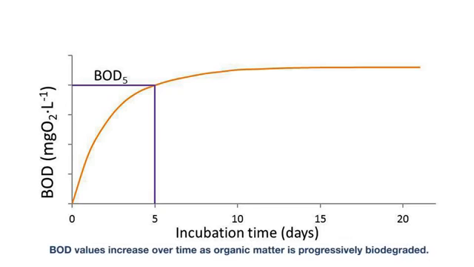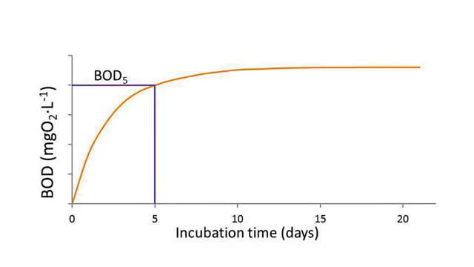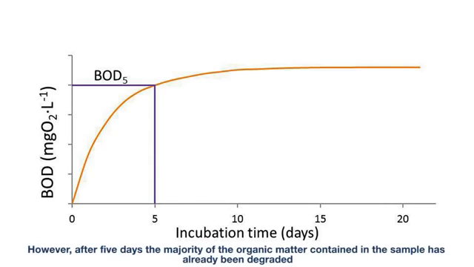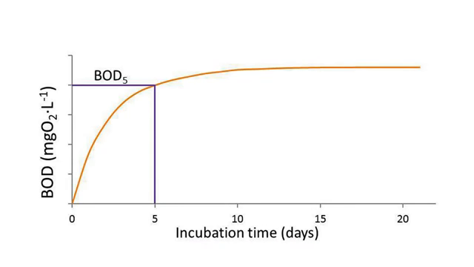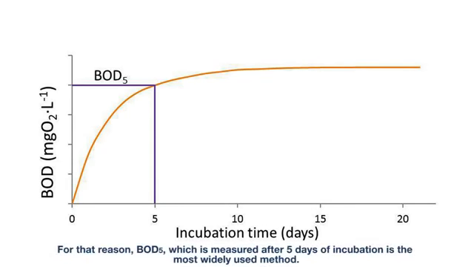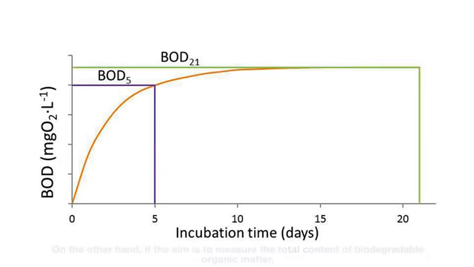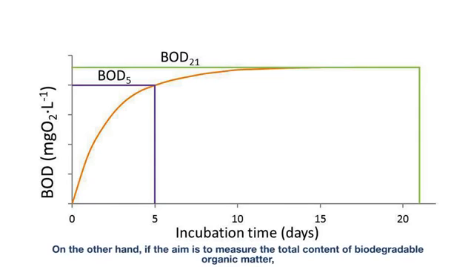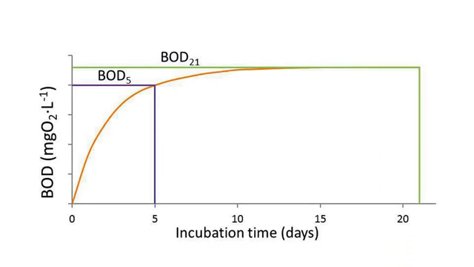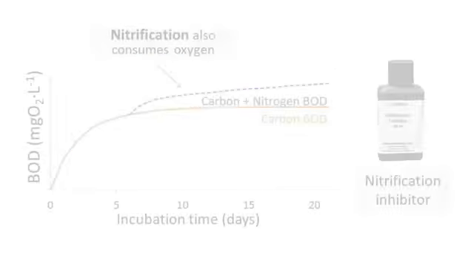BOD values increase over time as organic matter is progressively biodegraded. However, after 5 days, the majority of the organic matter contained in the sample has already been degraded. For that reason, BOD5, which is measured after 5 days of incubation, is the most widely used method. On the other hand, if the aim is to measure the total content of biodegradable organic matter, BOD21 is measured after 21 days of incubation.